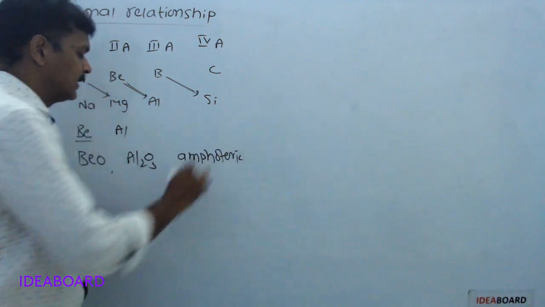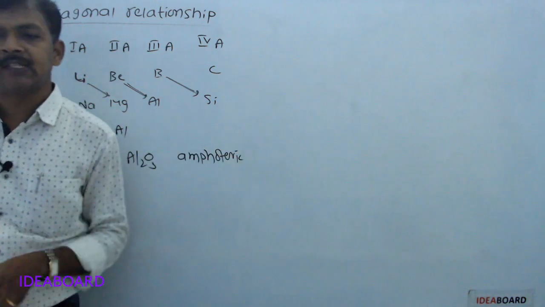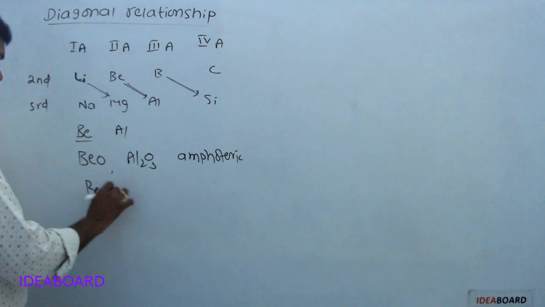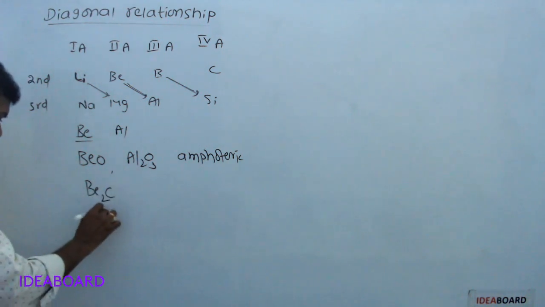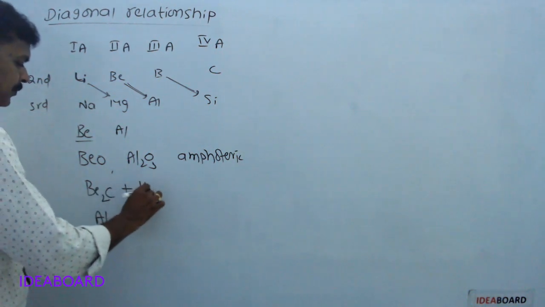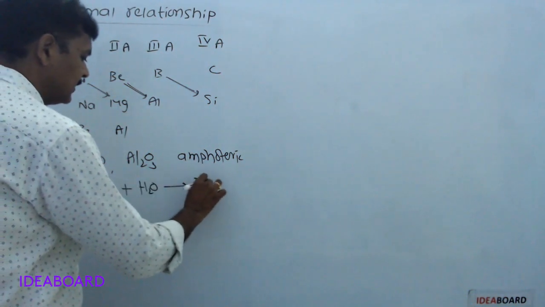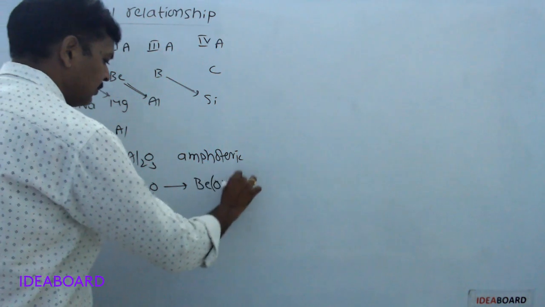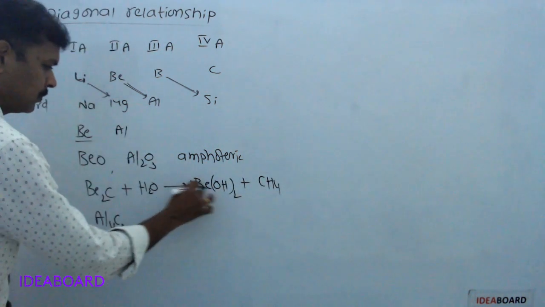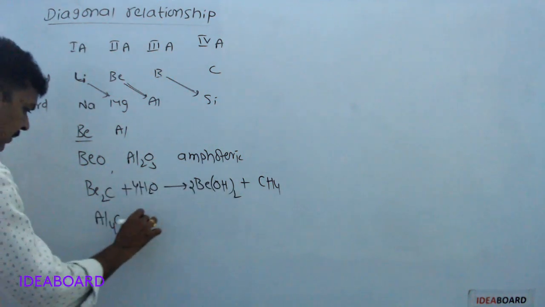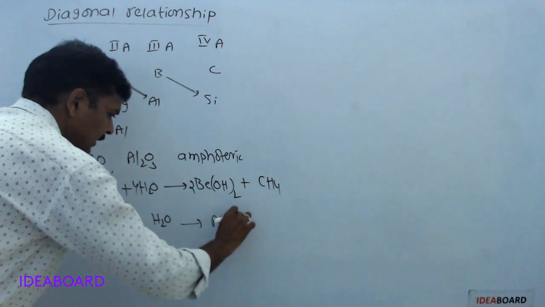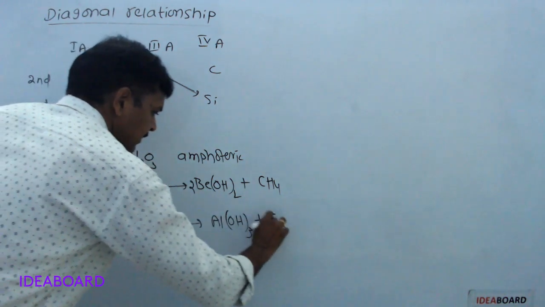These two oxides can react with both acids and bases. Next, if we take beryllium carbide and aluminium carbide, beryllium carbide on hydrolysis forms beryllium hydroxide and methane. Aluminium carbide on hydrolysis forms aluminium hydroxide plus methane.